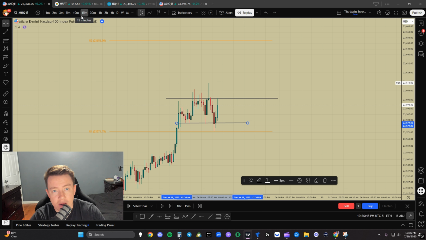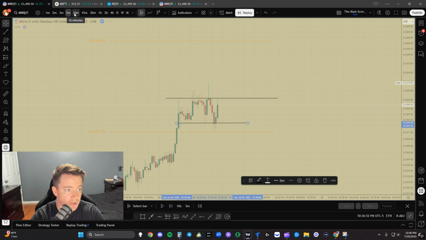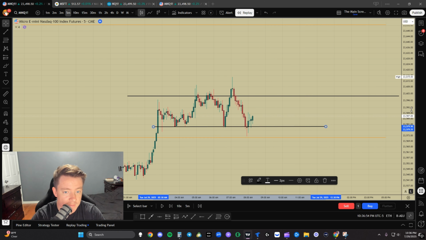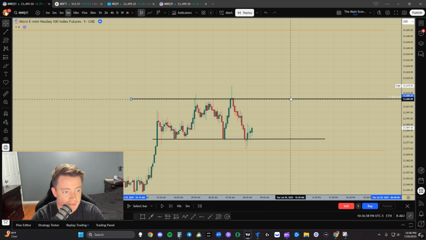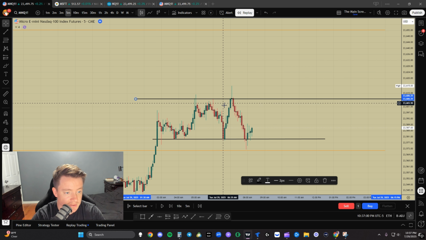So I'm going to make my support and resistance on the 15-minute, and then I'm going to drop down to the 5-minute time frame, and I'm going to try to fine tune these a little more. So I'm going to move this resistance up here. This is where price action was, and then this support is actually pretty perfect.